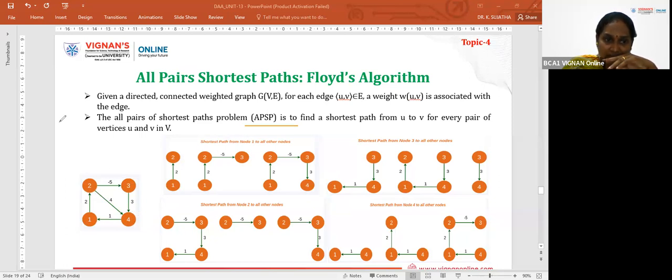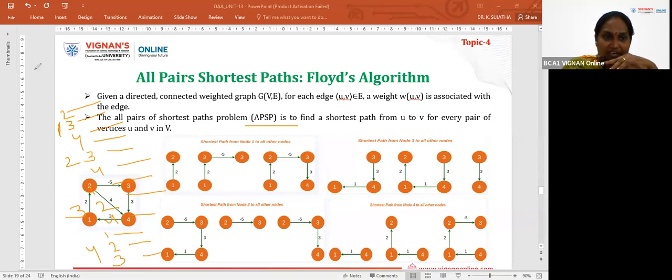Initially, 1 is the source, and the destinations are 2, 3, 4. So what are the shortest paths from 1 to 2, 1 to 3, and 1 to 4? You need to find them. Next, 2 becomes the source, and the destinations become 1, 3, 4. Next, 3 becomes the source, and 1, 2, 4 become the destinations. Next, 4 becomes the source, and 1, 2, 3 become the destinations. I need to find the shortest paths between every pair of vertices in the given graph. That is called the all-pairs shortest path problem.